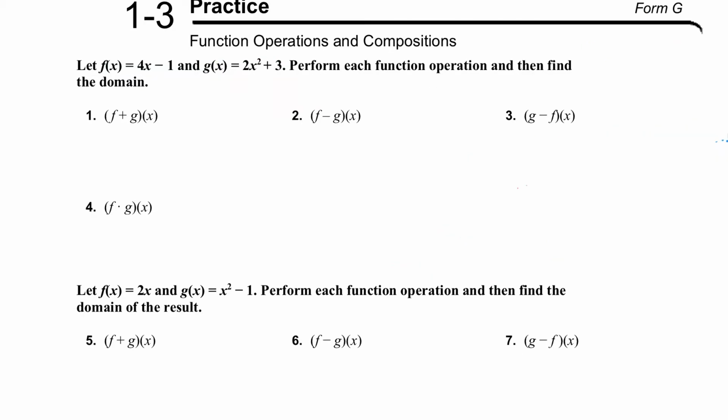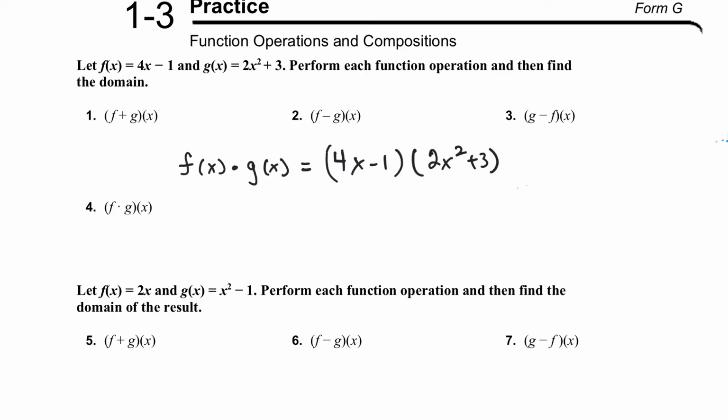At this time, I'm going to go ahead and do number 4. I'm going to give you many examples, and this is one where you're multiplying. We know that we have f of x times g of x. That's what it means here: f times g is f of x times g of x. And I'm going to try to do it here. It's going to be a process. So we have 4x minus 1 times 2x squared plus 3.